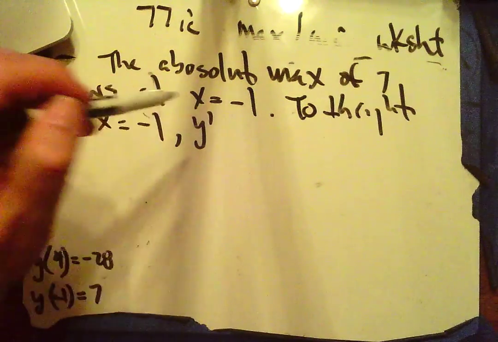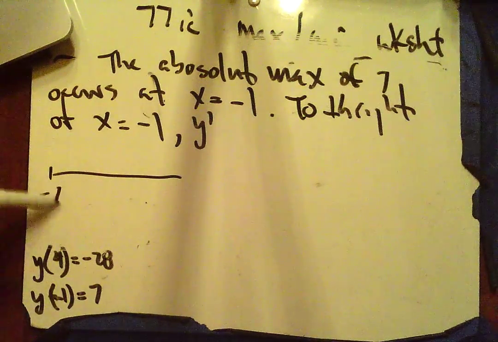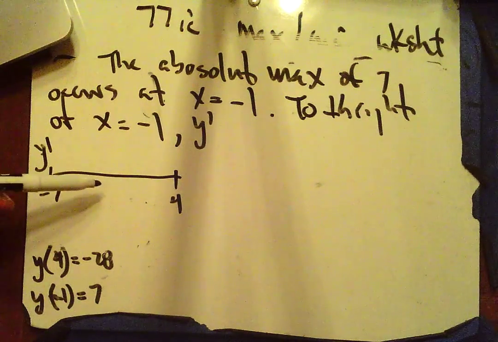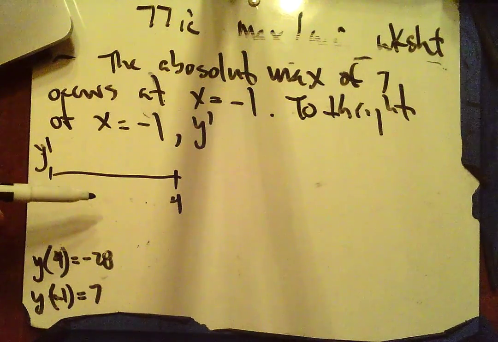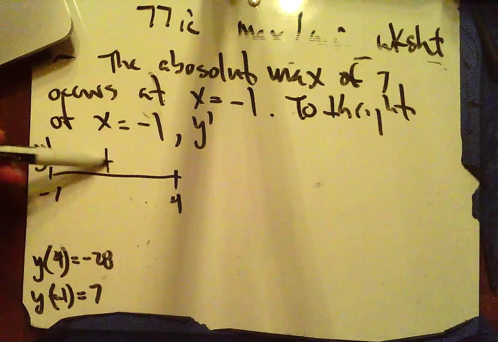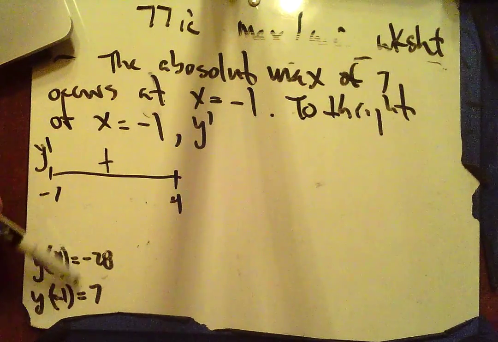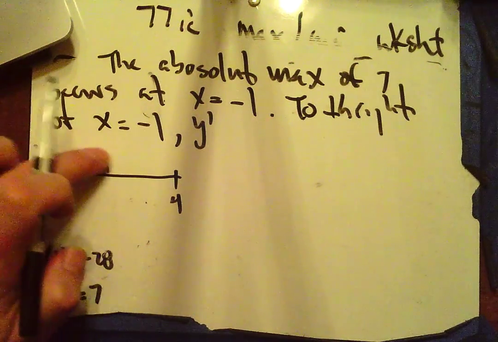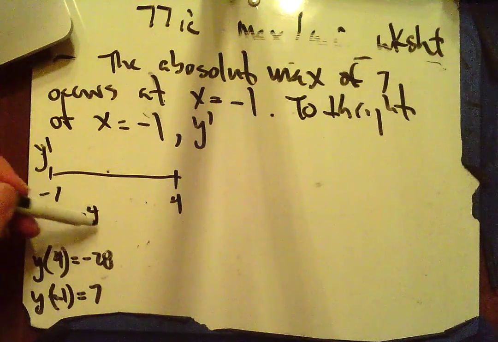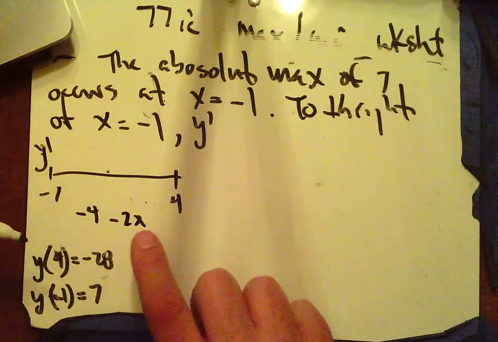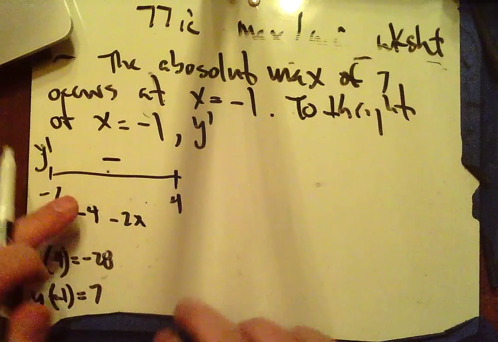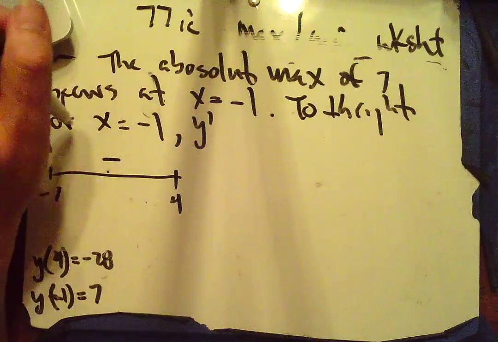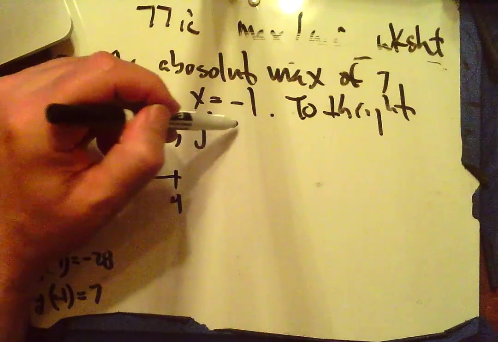Y prime is, I never changed. Negative 1 to 4 in y prime. And if I plug in a 0 for that function, I end up with positive. But that's not what's happening here. Oh, I plugged that into not the derivative. Minus 4 minus 2x. Now I plug in the 0 and I get negative 4. So this function is always decreasing. Y prime to the right of x equals negative 1, y prime is less than 0.